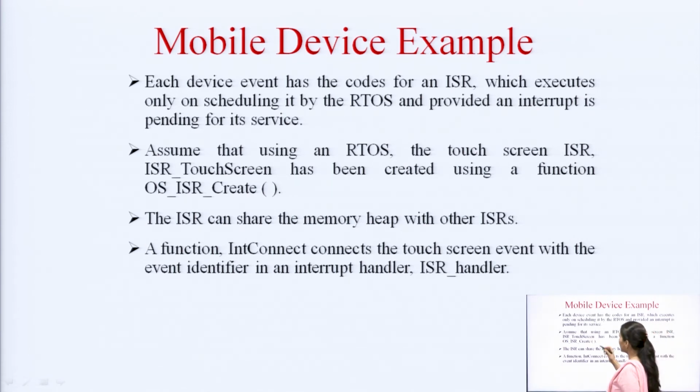In this, each device event has the codes for an interrupt service routine. So, whatever functions we see in our mobile phone, these are all the nested interrupts. Suppose we are using our mobile screen and we want a display of all the contact names on the mobile screen, then we will touch the screen, we will touch the icon. That particular icon will inform the display option and the display system to display all the contacts.